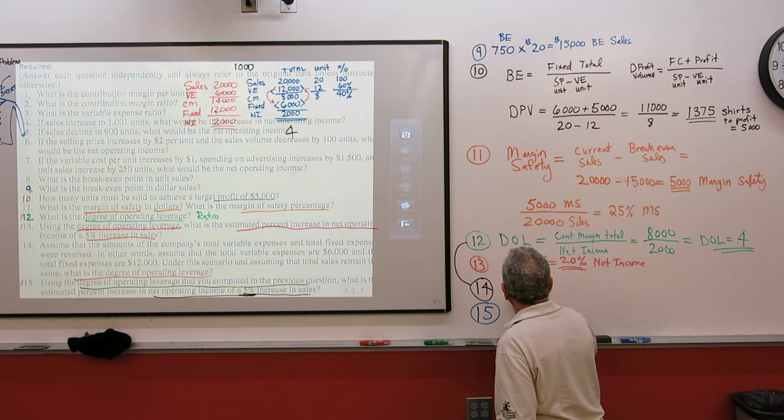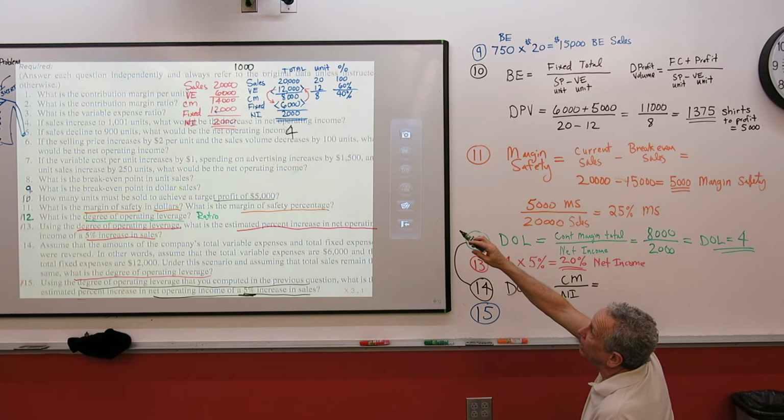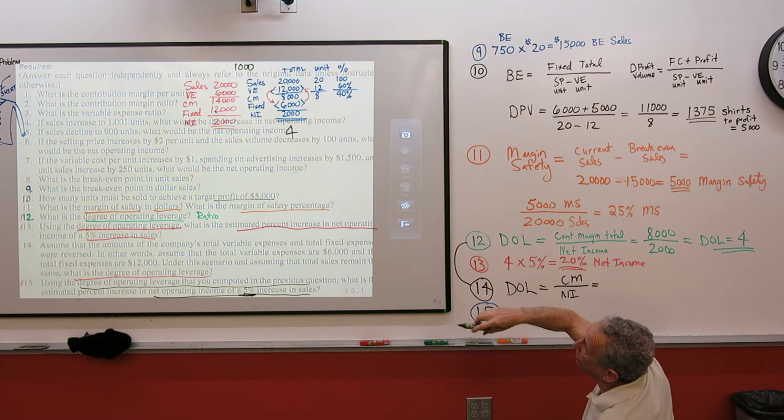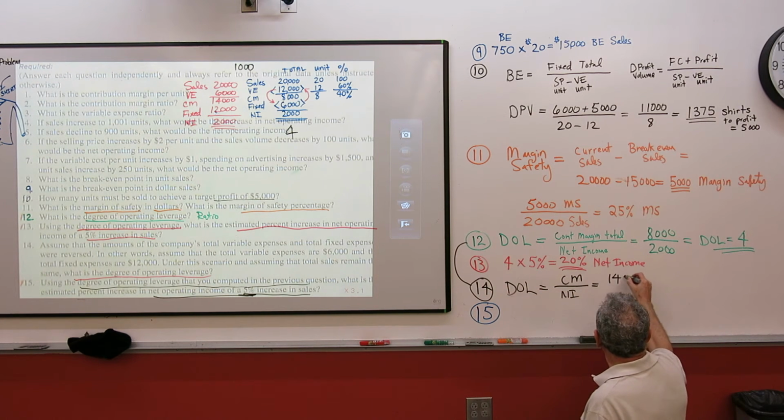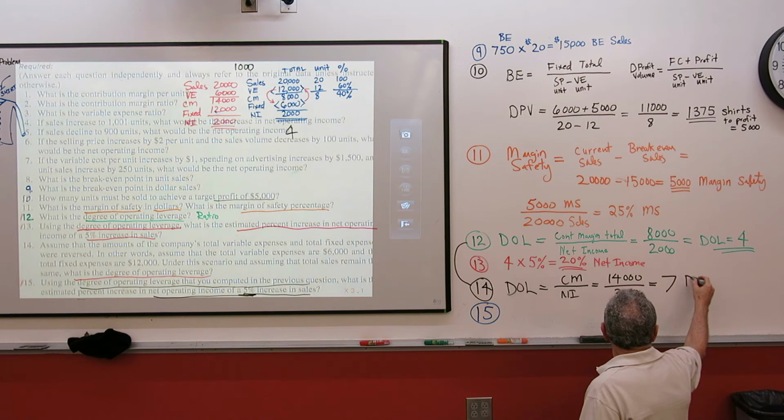The degree of operating leverage, you remember it again, is the contribution margin divided by the net income. And in this case, the contribution margin, if you go back up there, under the new high machinery is 14,000. And the net income is 2. So it's a degree of operating leverage of 7. That's your DOL.